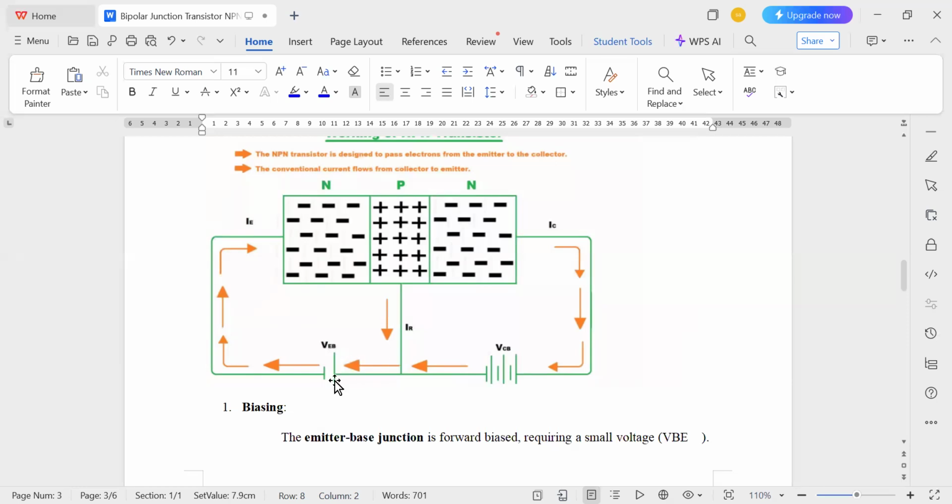When it is forward biased, current starts flowing from the positive terminal of the battery through the base, through the emitter, and back to the negative terminal of the battery. There are two types of current, actual current and conventional current. Actual current flows from base to emitter. Conventional current flows from the positive terminal of the battery towards the negative terminal of the battery.